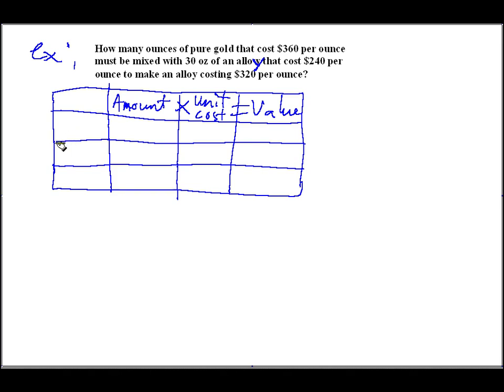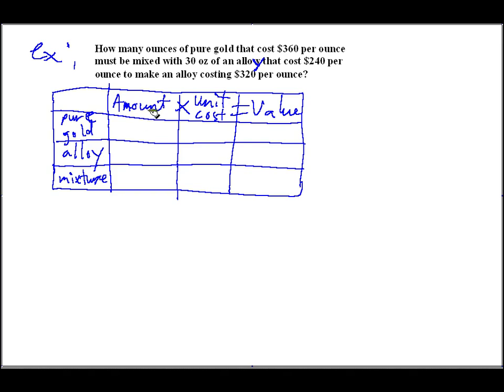So what goes in these 2 boxes? Well, the types of materials we're mixing. We're mixing pure gold with an alloy. So identify the materials first. Pure gold with an alloy to get some kind of mixture out of that. So we have pure gold, alloy, and mixture. Again, sorry for the handwriting here.